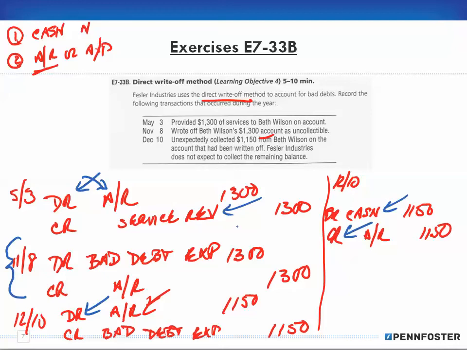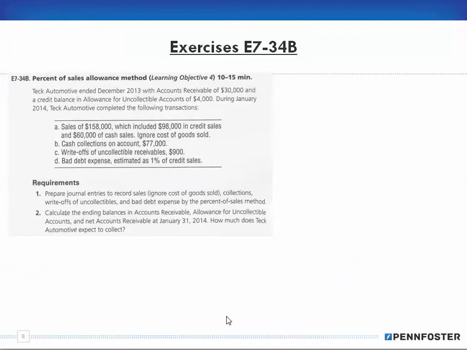Out of the service revenue, out of the $1,150 we received cash for, the difference between the two is that $150. The difference between the two is that debit to bad debt expense that we're not expecting to collect. Okay, so everything hits the books the way it's supposed to. Right. All right. Now I'm going to move on to 34.